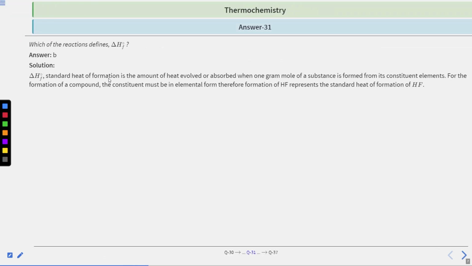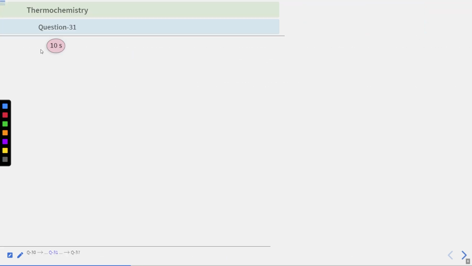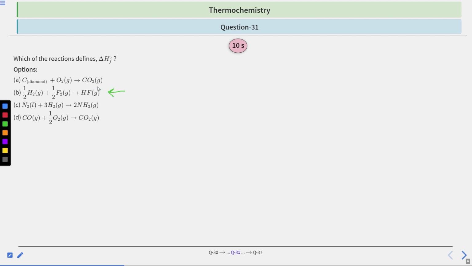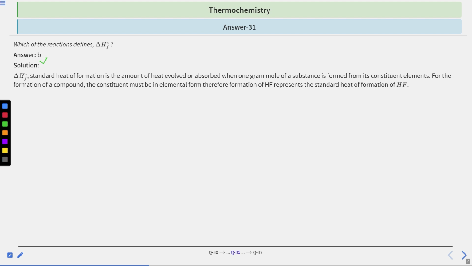Okay, so let's see the answer. The answer is option B, which is the formation of the HF molecule. Let's see how. The delta H0F, that is, the standard enthalpy of formation, is the amount of heat evolved or absorbed when 1 gram mole of a substance is formed from its constituent elements. Remember, constituent elements: for the formation of a compound, the constituents must be in elemental form. Therefore, the formation of HF represents the standard heat of formation of HF.